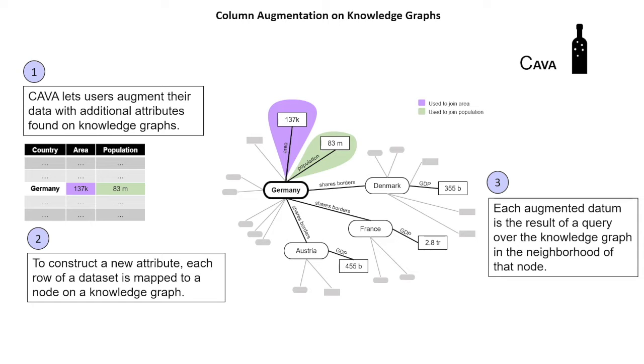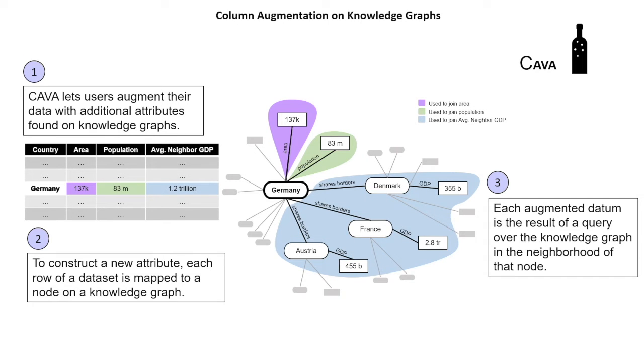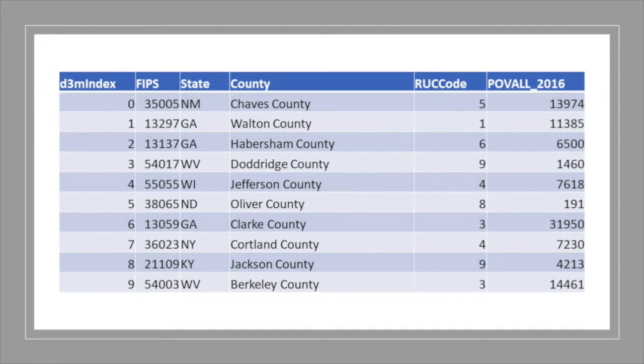As an example, we can join on the average GDP of all neighboring countries. For Germany, that requires us to join through Denmark, France, and Austria, among others, to access their GDP on the knowledge graph. Let's look at an example.